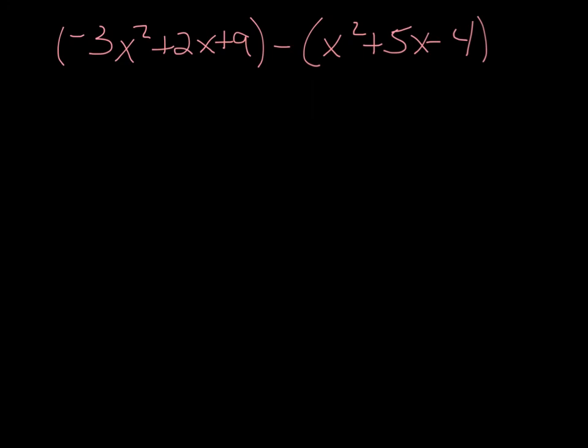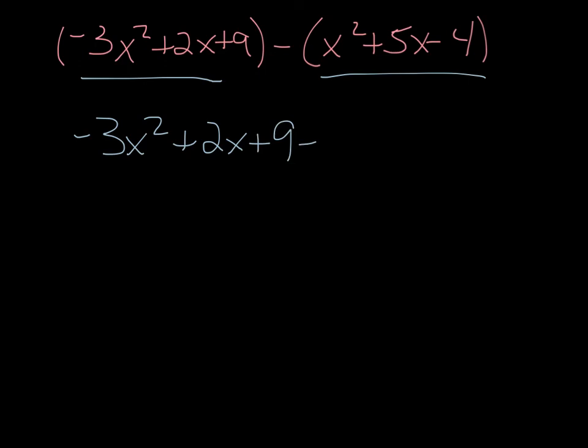Okay, here's another example of subtracting two polynomials. Here's our first polynomial. We're going to subtract our second polynomial from it. And again, don't get ahead of yourself. Make sure that you do something like this correctly. Just take the time to distribute the negative 1 that's in front of the second polynomial, and everything will work out just fine for you. Negative 3x squared plus 2x plus 9 minus x squared minus 5x plus 4.